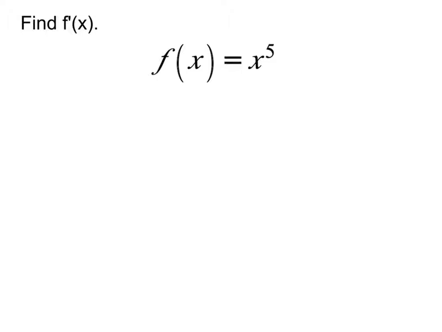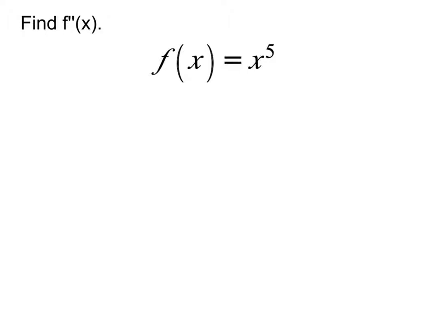So for this one, a very simple question to start us off with. Find f prime of x. This is just power rule here. So f prime of x is going to equal 5x to the fourth. That's it. We're done. We found f prime of x.